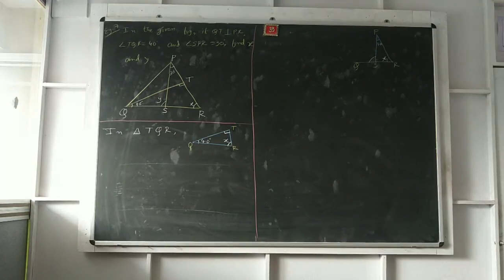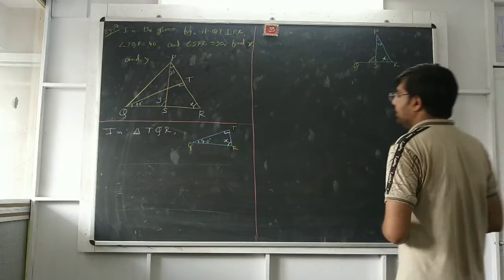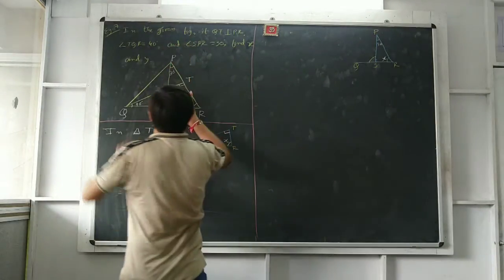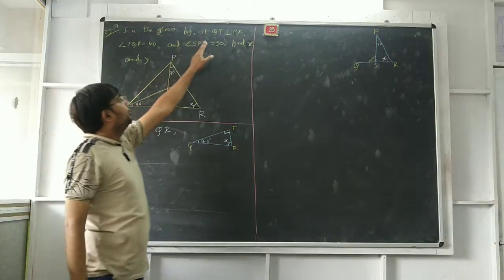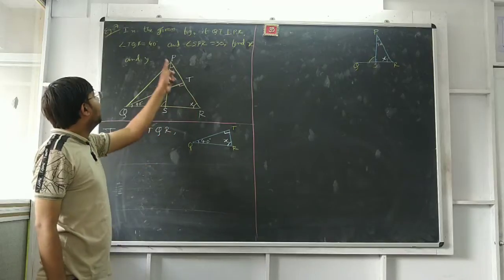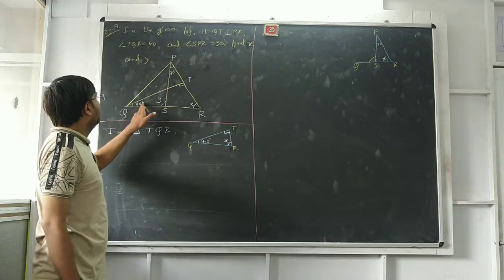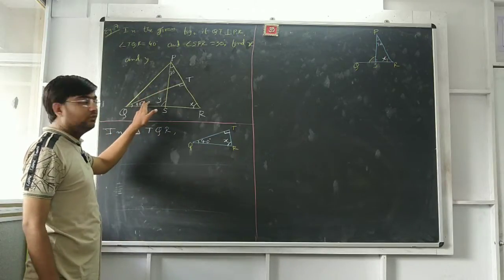Good morning, friends. In the last lecture, we discussed theorem 6.7 and 6.8. Now we are going to do example 7. In example 7, the question is: in the given figure, if QT is perpendicular to PR and angle TQR is equal to 40 degrees.